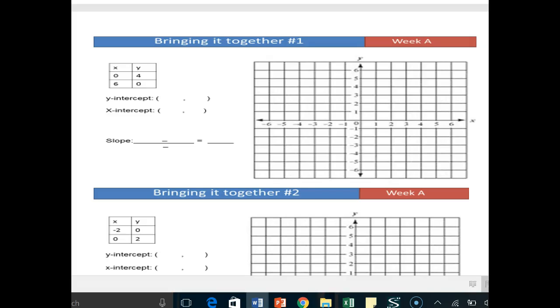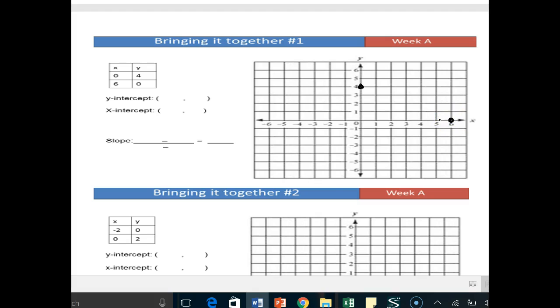So we're going to bring it all together now and both find the slope and graph with intercepts. Let's go ahead and graph these points. We have (0, 4). So (0, 4) would be move left or right 0 and up 4. That's right there. And (6, 0). So (6, 0) would be move right 6 and up or down 0.